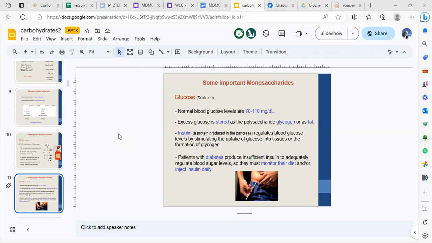So if your body does not create enough insulin, then you have this disease called diabetes. Okay, if you have insufficient insulin, sometimes you may be hypoglycemic, meaning the blood glucose level goes below 70 milligrams per deciliter. That means you can become weak or even faint, lose consciousness because of the lack of blood sugar in your circulatory system.